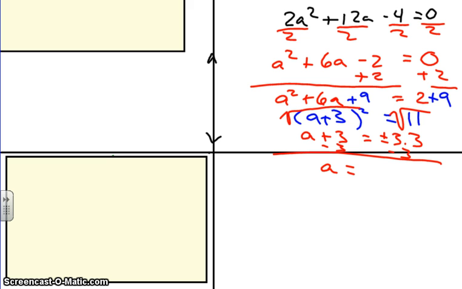You get, oh wait. Oh, and then, oh yeah, 3.3 minus 3 and then negative 3.3 minus 3. So 3.3 minus 3 is 0.3, and negative 3.3 minus 3. Good, that's the easier one, negative 6.3. And what do these numbers tell you? X-intercepts. They're points on a graph, don't forget.